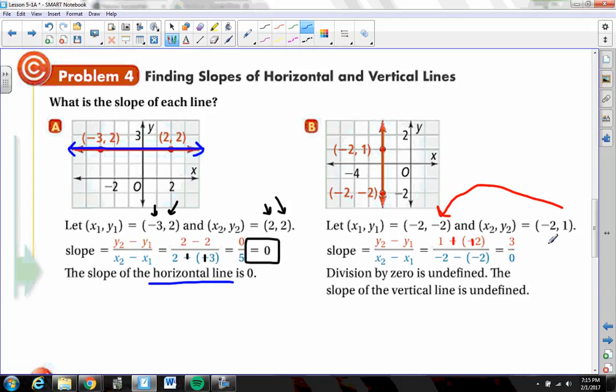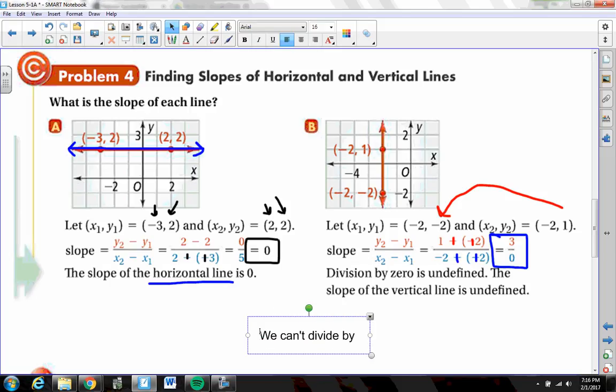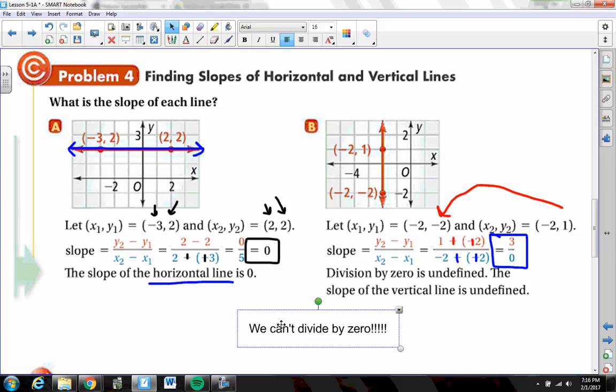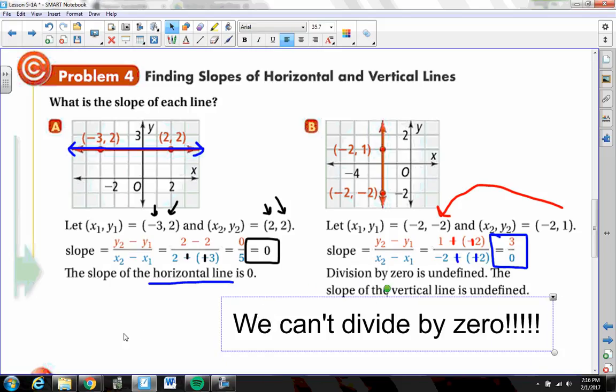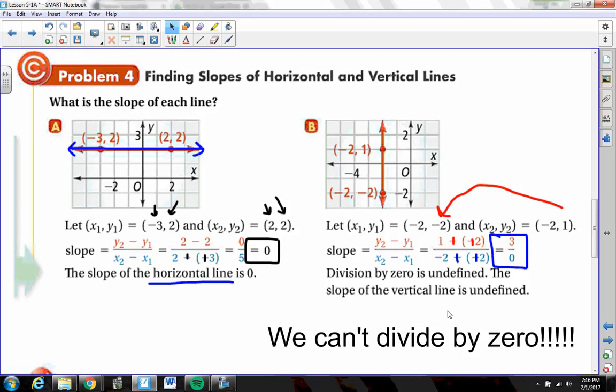Then I do the same thing for my x coordinates. -2 take away -2. Again, subtracting a negative is like adding, so -2 plus 2 gets me to 0. Now what I have is this fraction, 3 over 0, that's 3 divided by 0. One thing we have to remember is that we can't divide by 0. We absolutely 100% cannot divide by 0.